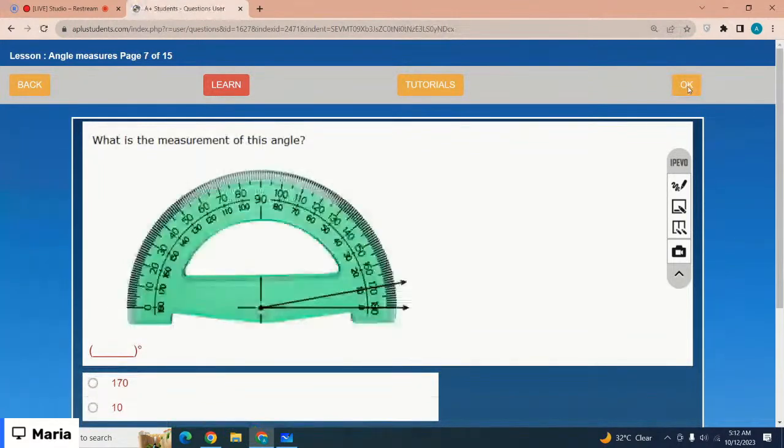What is the measurement of this angle? One thing, you're going from this side, from left to right, right? You measure the angles that are written outside, right? And when one of the lines is lined up on the right hand side, you need to measure from right to left. You need to read the angles that are inside. That would be 10 degrees, right? So this one is 10 degrees.